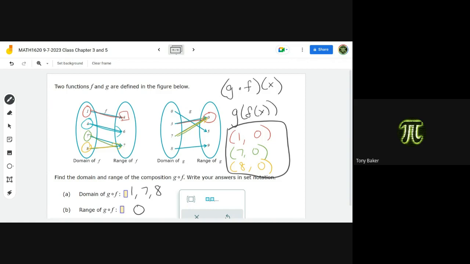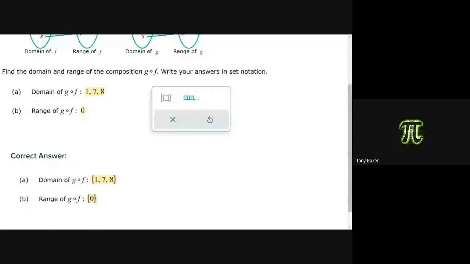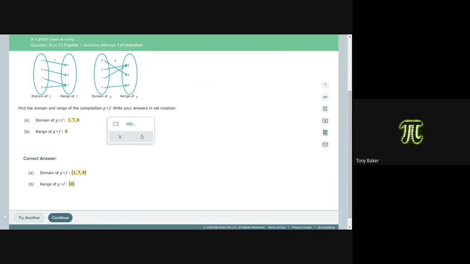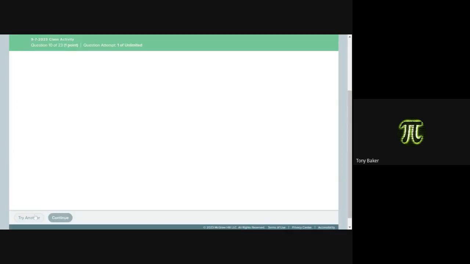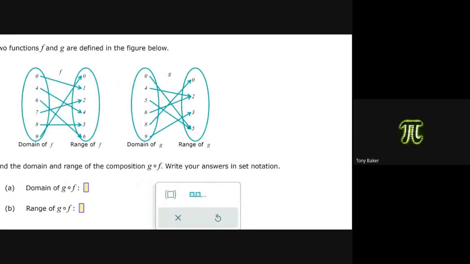Oh, I didn't write it in set notation. Fine. I don't care. Just give me another problem. So here, just to make sure you don't make this mistake, you have to make sure you use the little set notation when you type it in. Don't just type the numbers. Hit the little braces. I just wanted another problem.